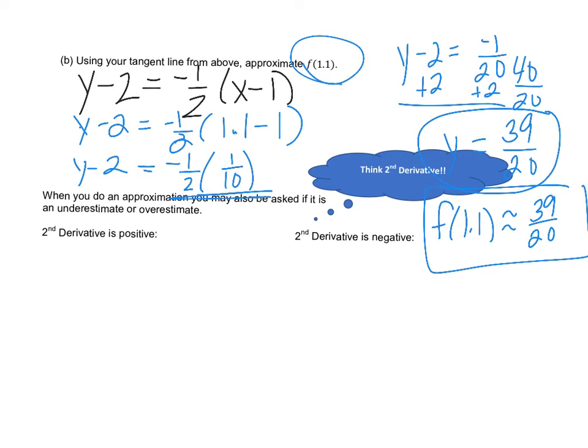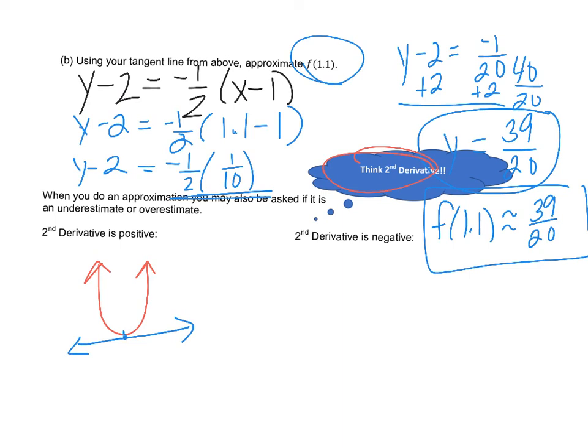Alright, so when you approximate, you may also be asked if it's an underestimate or an overestimate. When you're approximating with underestimate or overestimate, you should immediately think the second derivative. If the second derivative is positive, what does that mean for the curve? Second derivative is positive means it's concave up, right? So if I draw a concave up function, where is the tangent line? The tangent line has to be below the graph.